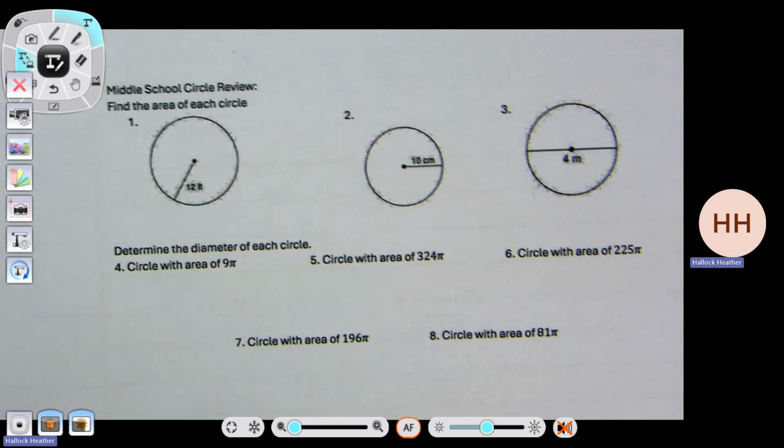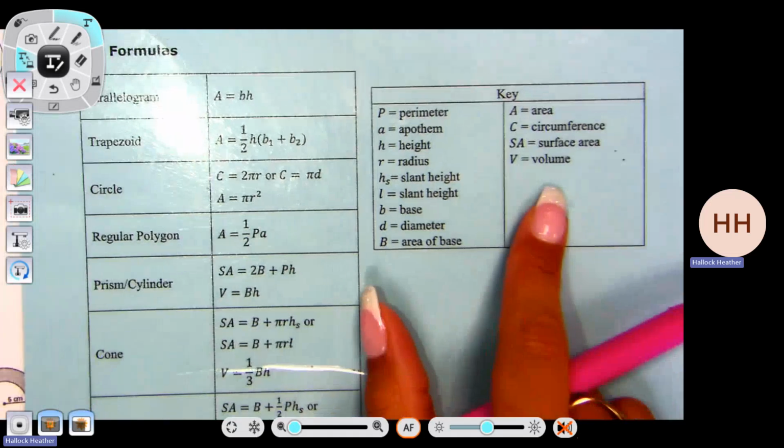Yes, on your blue sheet, it says circle. There's 3 formulas. There's C equals 2 pi r. There's C equals pi d. Does anybody know what the C stands for? Circumference. And if you don't know that, there is a key that tells you circumference is for C. So you have your key, here's your circles.